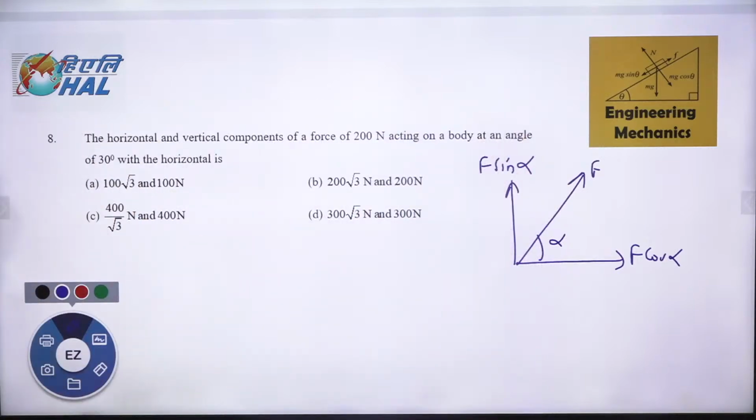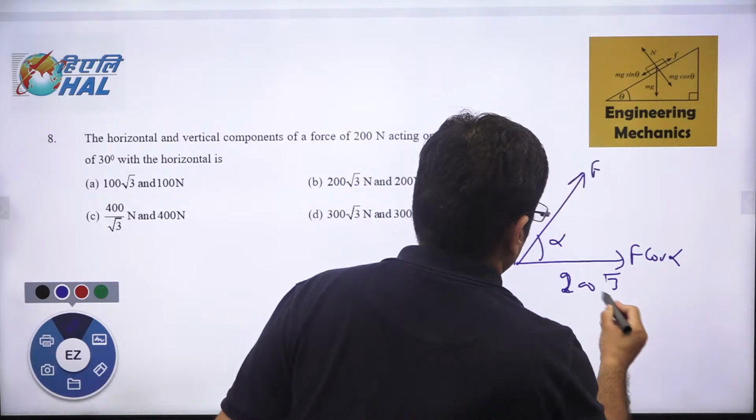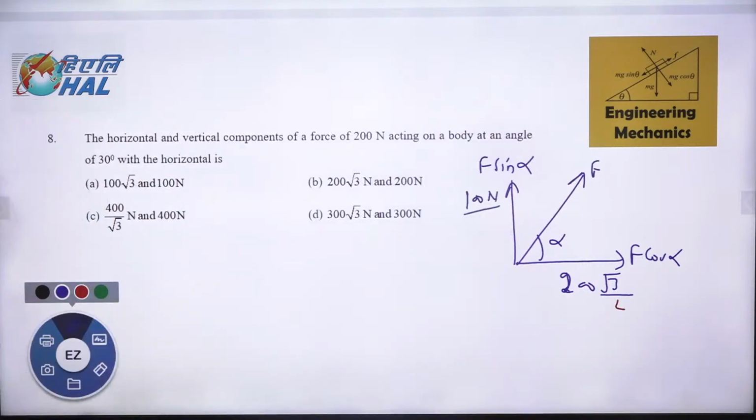So if there is a force of 200 Newton acting on a body at 30 degrees, what are the horizontal and vertical components? Horizontal component is F cos 30 degrees. So this is nothing but 200 times root 3 by 2, and this is 100 Newton. So horizontal component is 100 root 3 and vertical component is 100 Newton. These are the two values which we have got. So the answer for this is A. These are the components for these two forces. Right? So again, a very, very simple question. Let's go for the next question now.